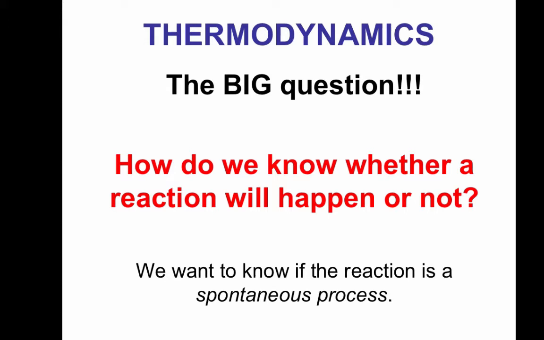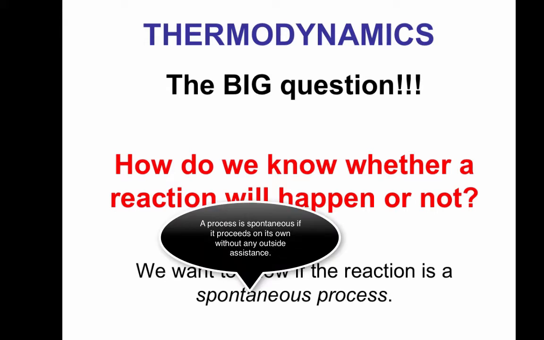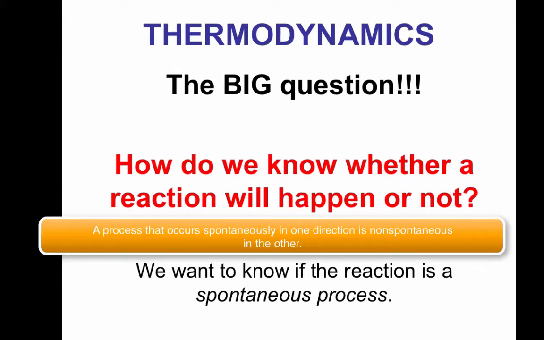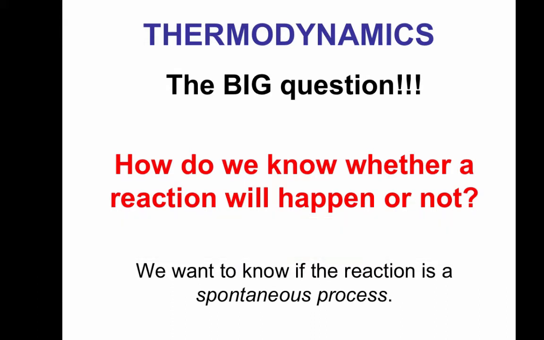So back to the spontaneous process. Something is spontaneous, like you probably know, if it proceeds on its own without any outside assistance. And we're going to look at some examples of spontaneous processes. A spontaneous process occurs in one direction only, and the reverse is always non-spontaneous. So a spontaneous process is always a one-way reaction.